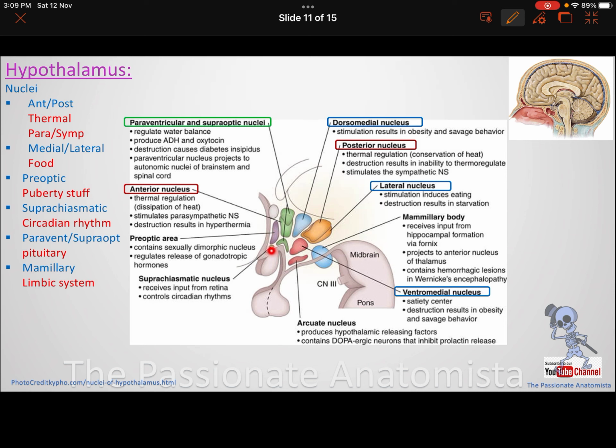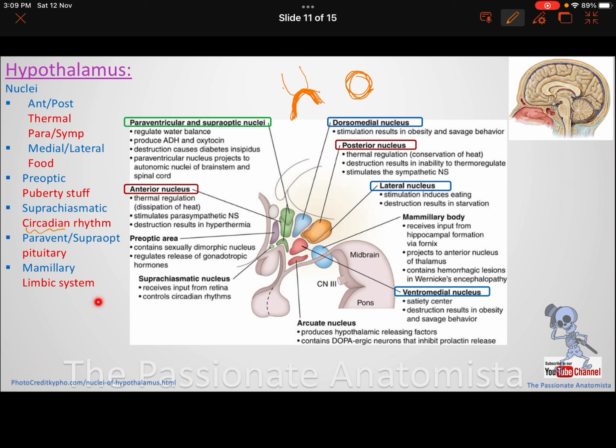And then you have the suprachiasmatic. You guys know that these are the optic nerves. They would form the optic chiasma and then tracts. So it looks like half of a circle, and the circadian rhythm is a circle, so you can remember that the suprachiasmatic nucleus is responsible for controlling the circadian rhythm, and it receives inputs from the retina regarding the light, and that would control your circadian rhythm.